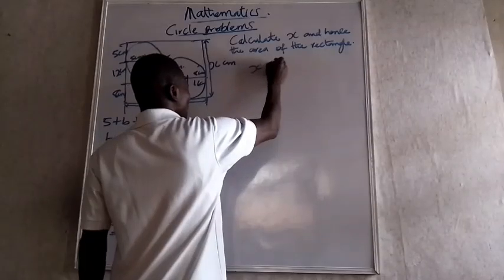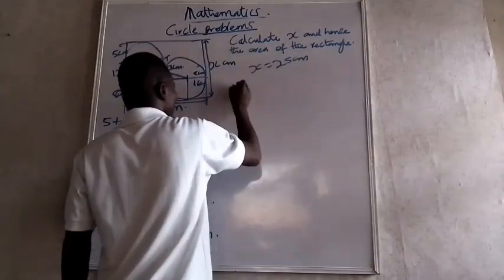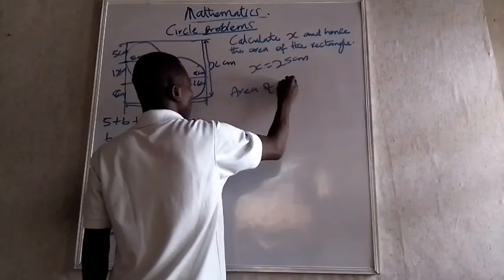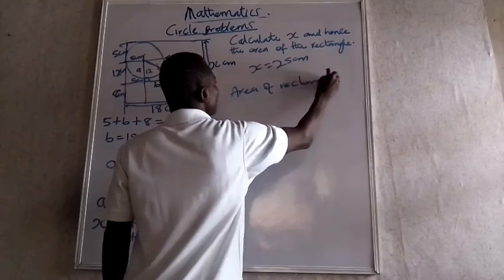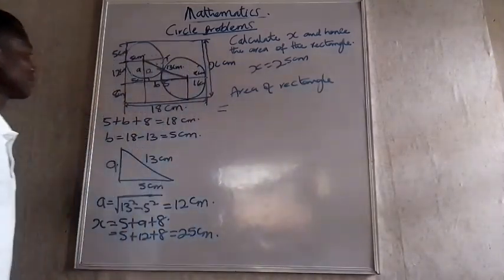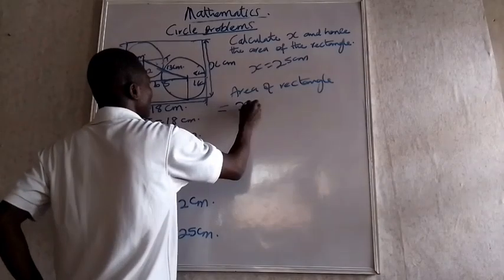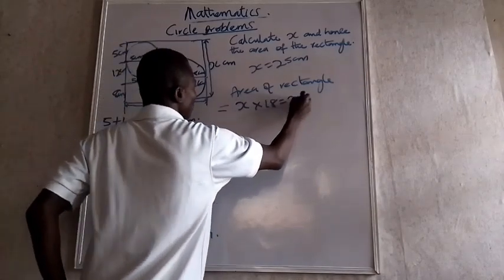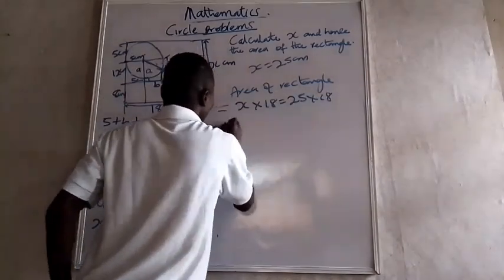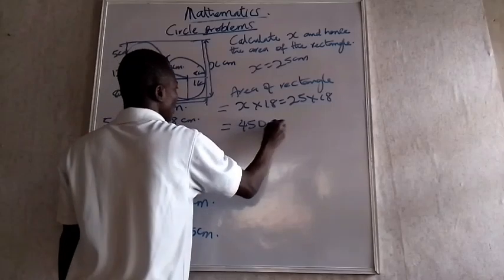X, area of rectangle. We can get it now by multiplying x by 18, which is 25 times 18, and that is 450 centimeters.